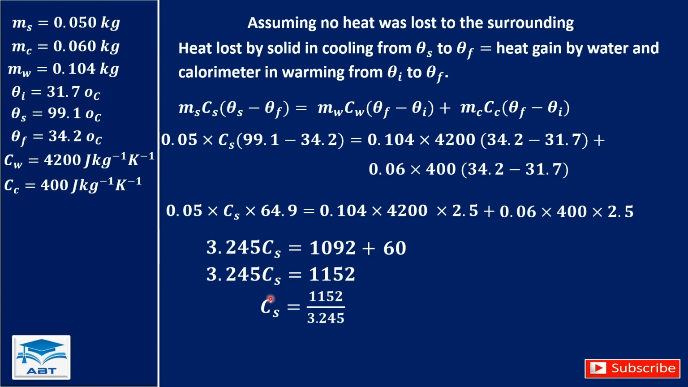So the specific heat capacity of the solid will be 1152 divided by 3.245, which gives 355.01 joule per kilogram per Kelvin. And this is the specific heat capacity of the solid used for the experiment.